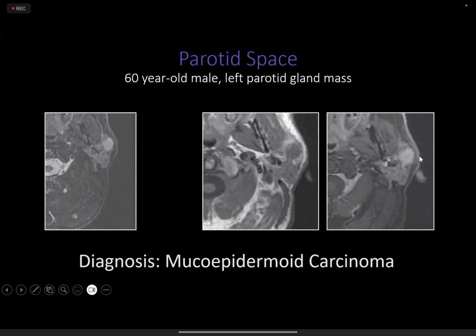So whenever you have tumors that involve the parotid gland and you end up with a mucoepidermoid carcinoma, make sure that you always look for perineural spread of disease. So follow that facial nerve all the way back into the stylomastoid foramen.